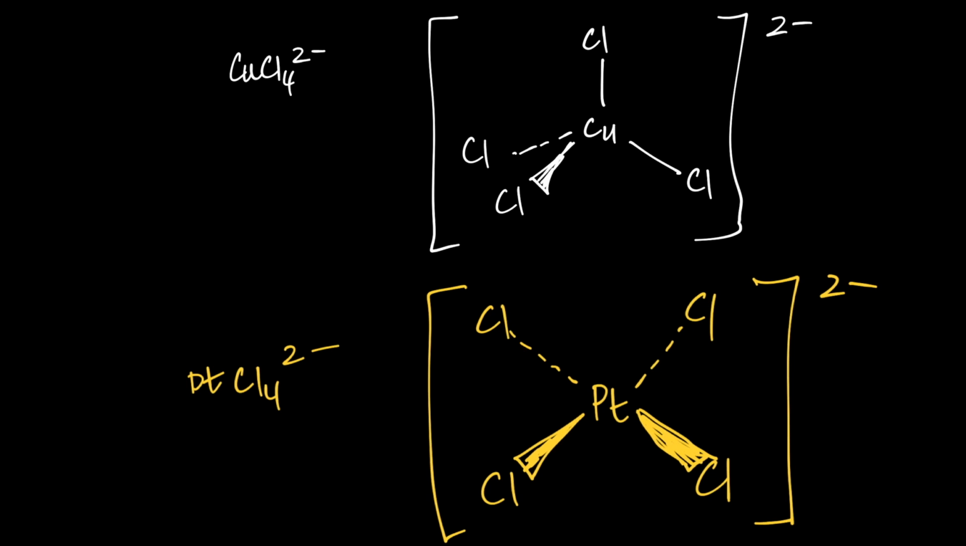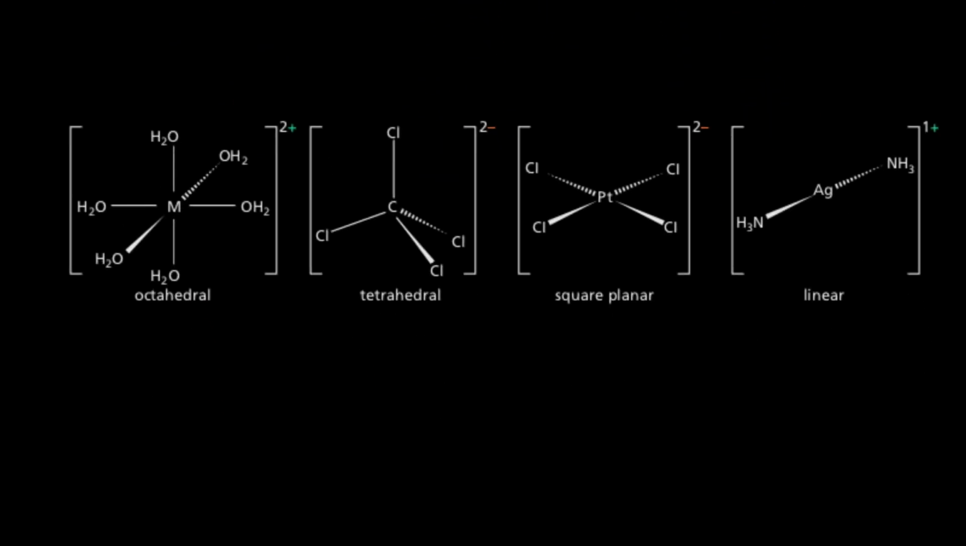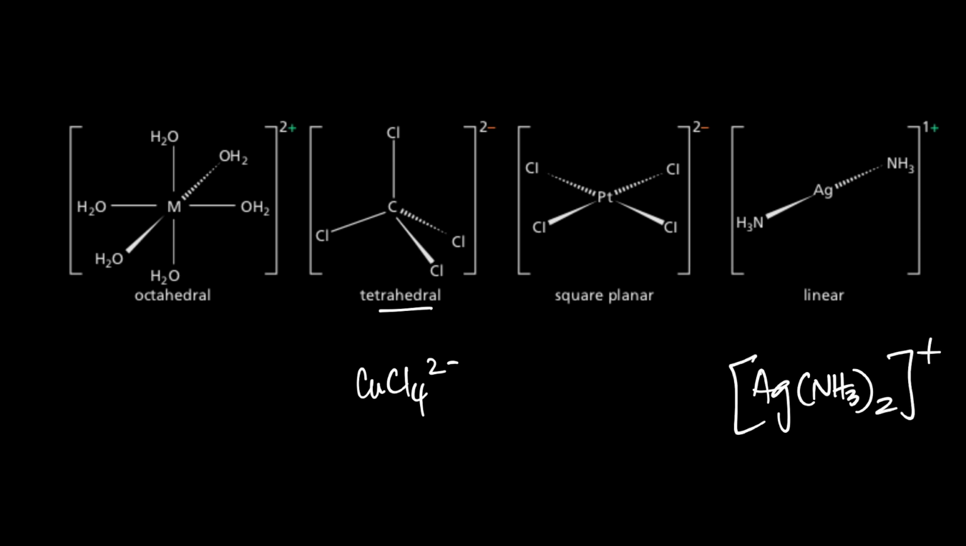Those shapes come in handy. Here are the 4 diagrams drawn in your notes: the octahedral, the tetrahedral, the square planar and the linear. Guys, what you will have to learn is that every time you have 6 water molecules forming, you will make an octahedral complex. You have to learn that CuCl4 2- is tetrahedral. And you have to know from AS level that ammonia with silver is a linear complex ion.